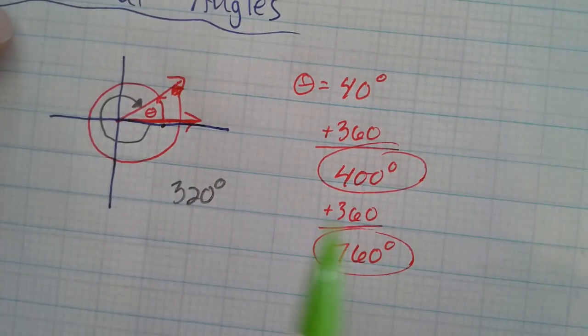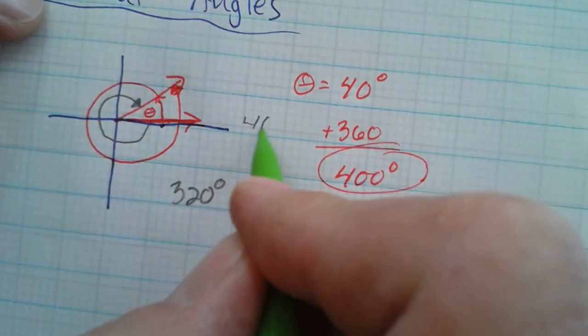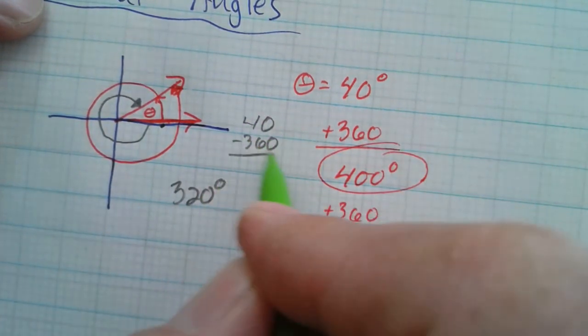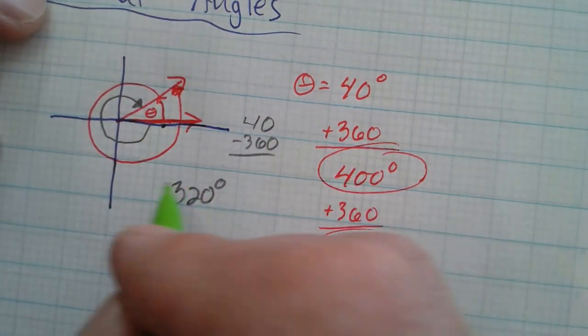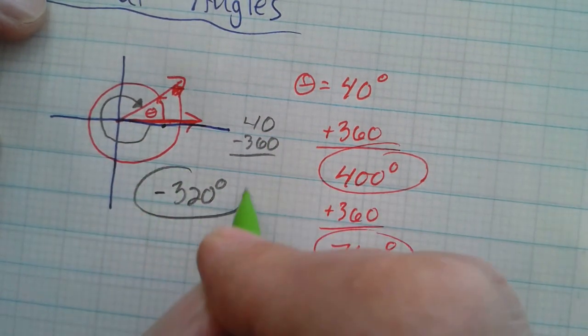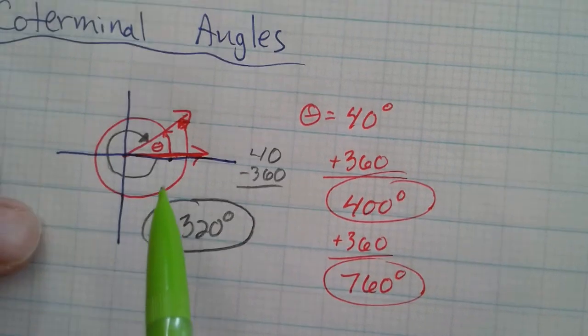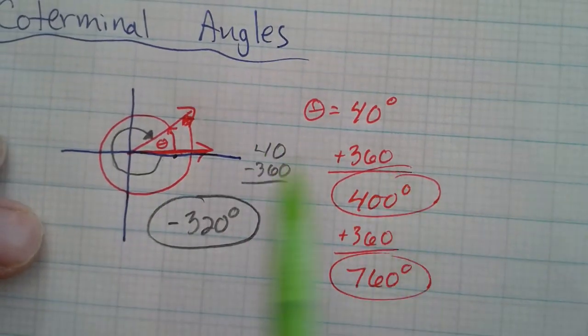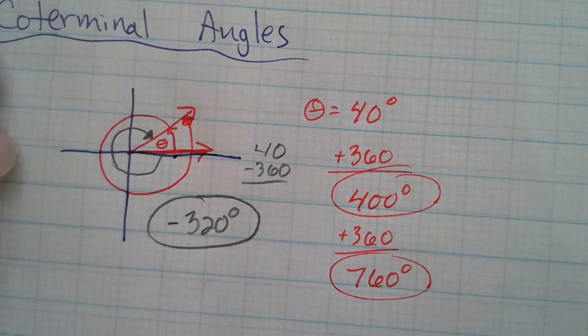How could I have gotten that? Well, if I started with 40 and I subtracted 360, in other words, go backwards 360 degrees from there, I would get negative 320 degrees. So it's negative 320. Okay, so you don't have to draw it every time. You can just literally add 360 or subtract 360, and those are always going to be coterminal.